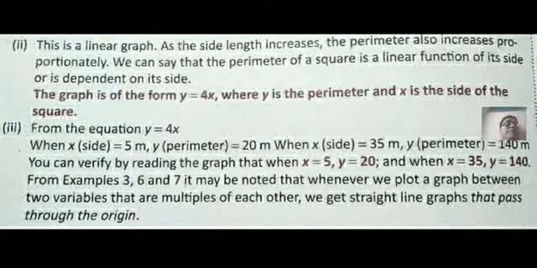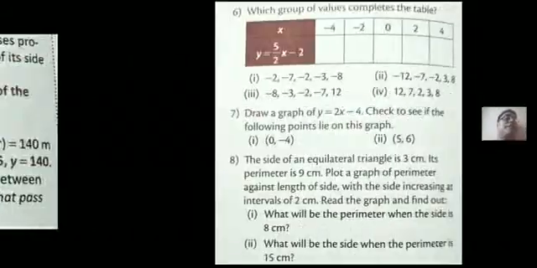We noted that whenever we plot a graph between two variables that are multiples of each other, we get a straight line graph that passes through the origin. So these are the linear graphs, therefore it always forms a straight line.